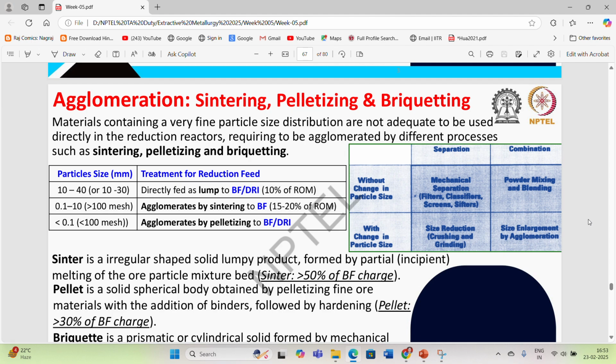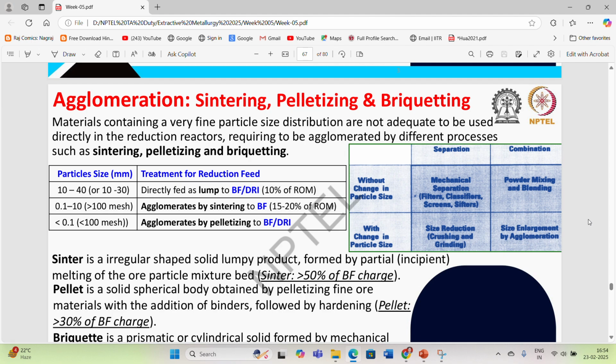Now, what about the size below 10 mm? That size cannot be directly used in blast furnace operations, so we need to increase the size of that particular range. From 0.1 mm to 10 mm, we can agglomerate that size into sinter, which can be directly reused as a feed material to the blast furnace operation.